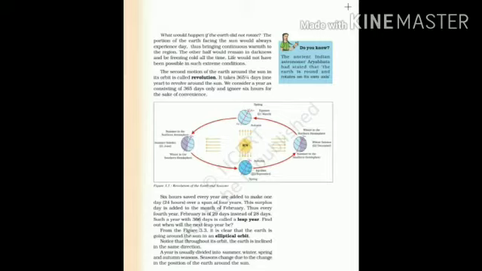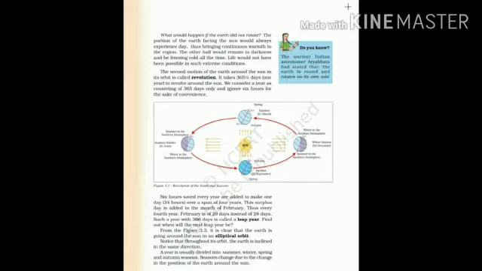It takes 365 and 1/4 days to revolve around the sun. We consider a year as consisting of 365 days only and ignore 6 hours for the sake of convenience. That means we are having 365 days in a year.